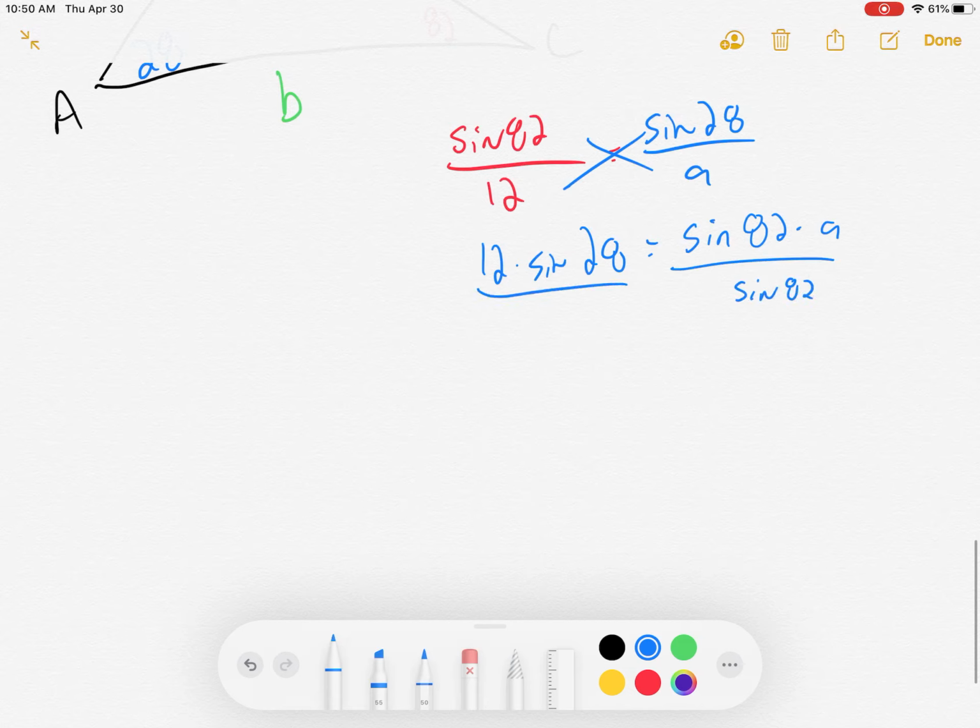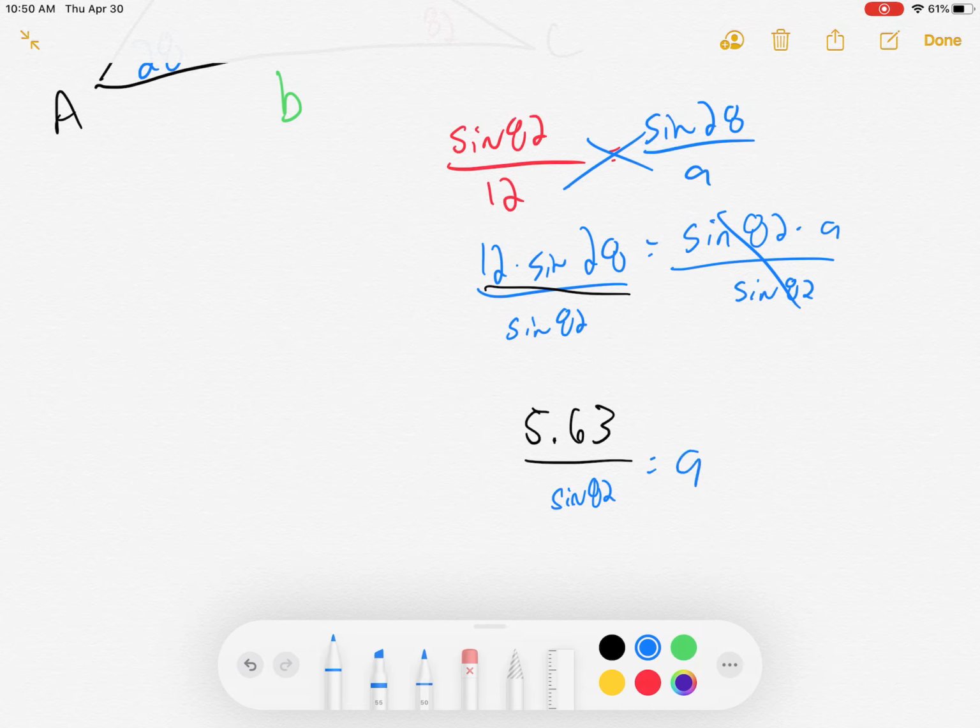How do you get A by itself? Divide by sine of 82. So the next thing I'm going to do is reduce the top of this. I'm going to type in 12 times sine 28. Clear out your calculator. 12 times sine of 28. You should get 5.63 over the sine of 82 equals A.